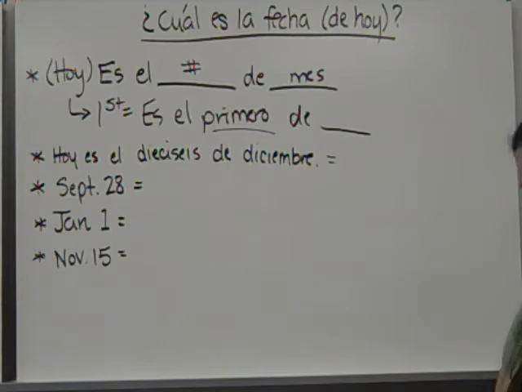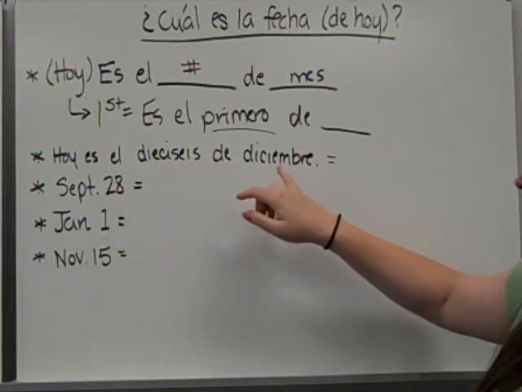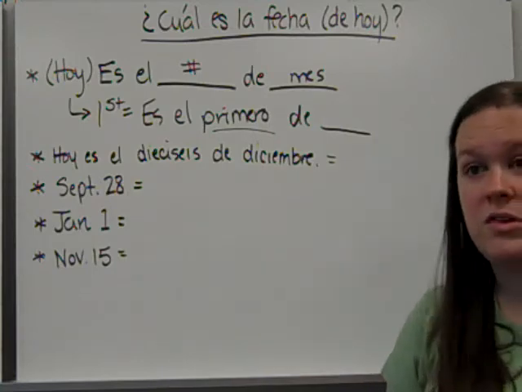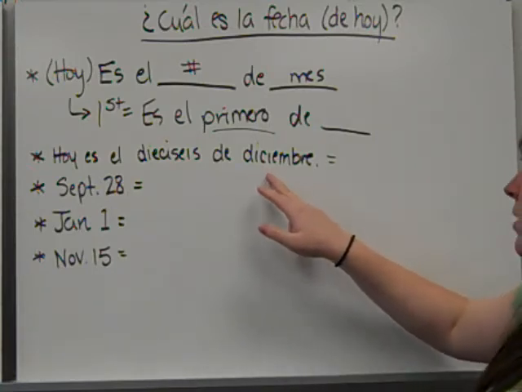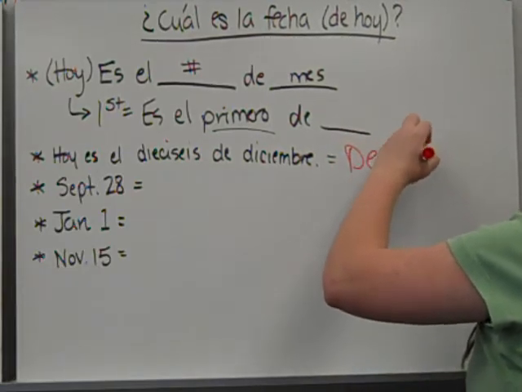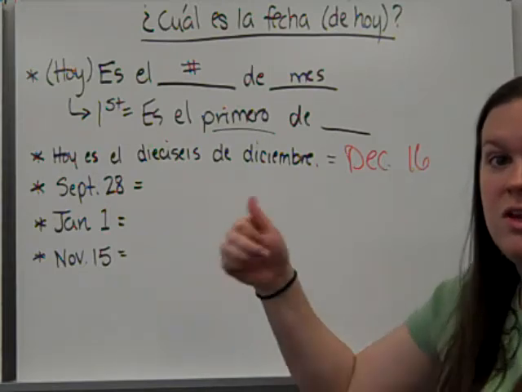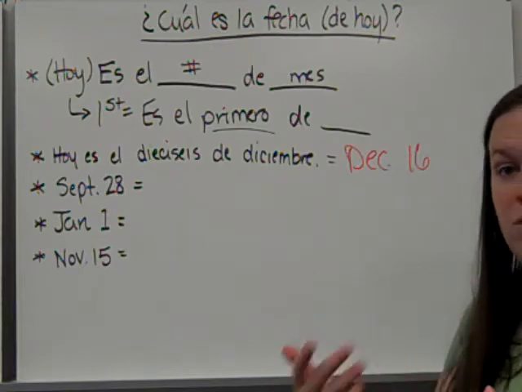So I have a couple examples for you that we're going to work through. Hoy es el 16 de diciembre. So today is, you have to know your numbers, 16th of December. So December 16th. Now I would want you to write that as a sentence. It is December the 16th or something like that. But we're just moving on.